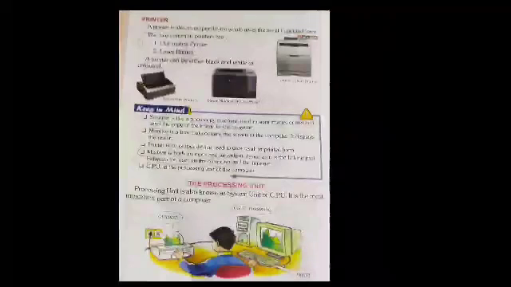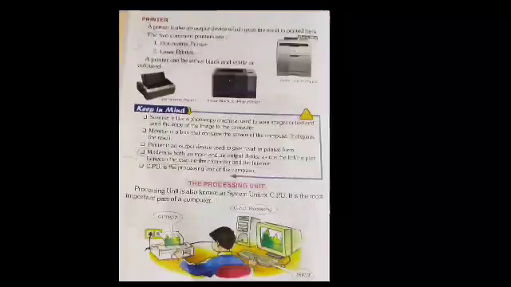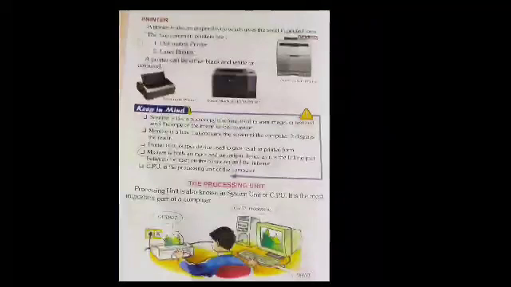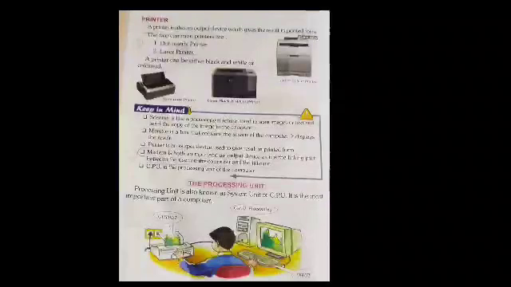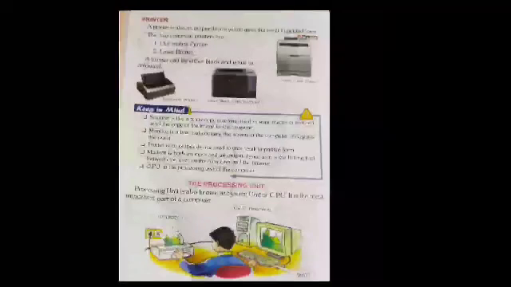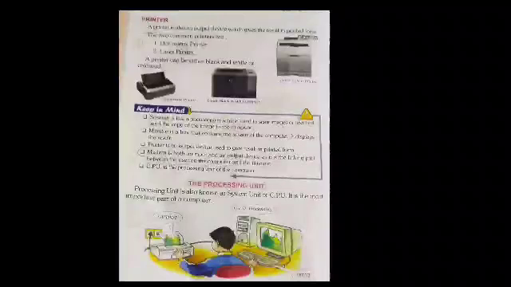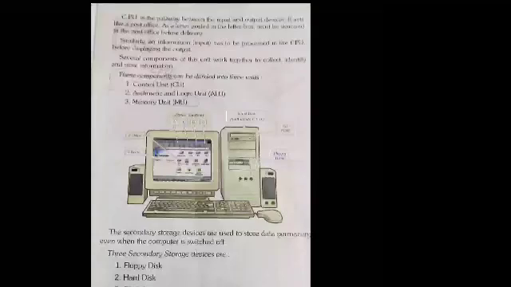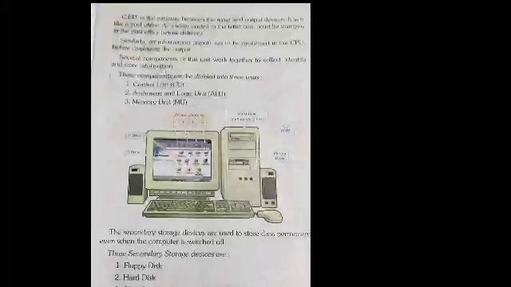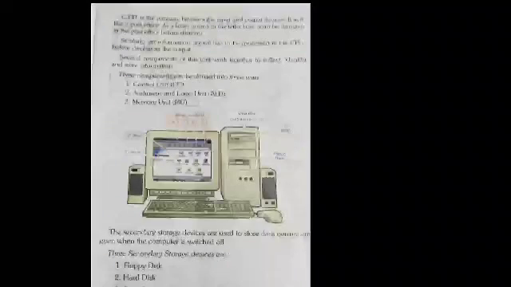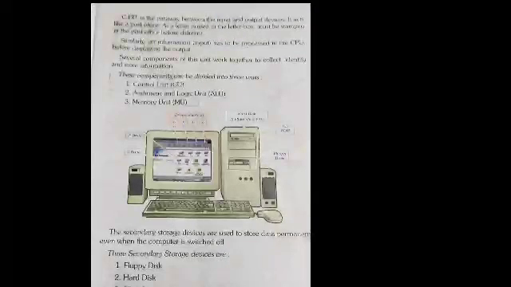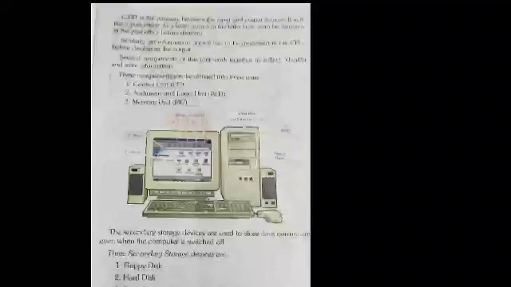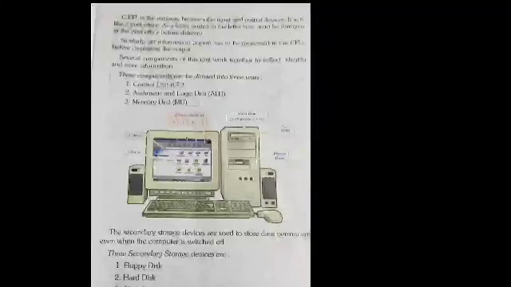CPU is the processing unit of the computer. Processing unit is also known as system unit or CPU. It is the most important part of the computer. We can see the picture of the CPU. CPU is the pathway between the input and output devices. It acts like a post office. As a letter posted in the letter box must be stamped in the post office before delivery, similarly, information or input has to be processed in the CPU before displaying the output.